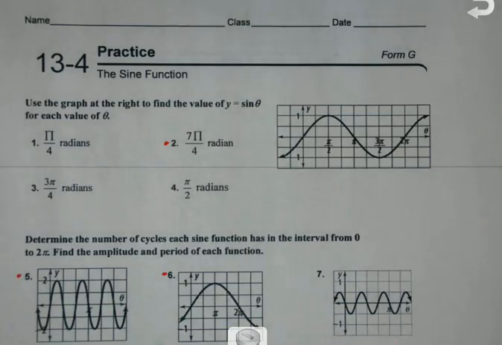Okay, we're going to use this graph to the right to find the value of sine theta. We talked about yesterday, that's just a way of saying that this particular angle measure for each value. Now, I want to start with one that's a little bit easier. So let's actually start down at number 4, and then I'm going to go back up to number 2 here in a second.